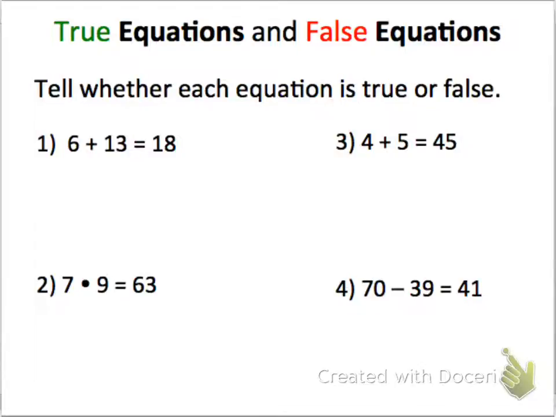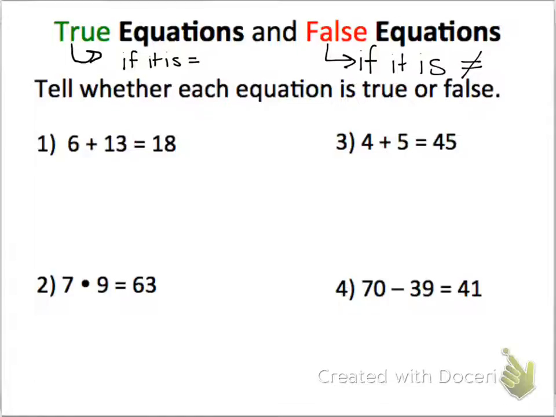Okay, true equations and false equations. An equation is true if it really is equal, if they have the same amount on both sides. An equation is false if they're not equal. This sign here is a symbol for unequal.